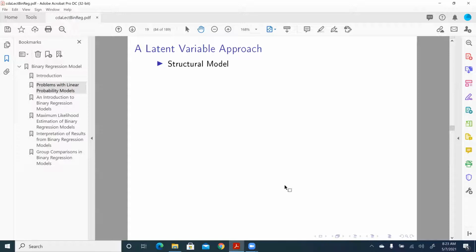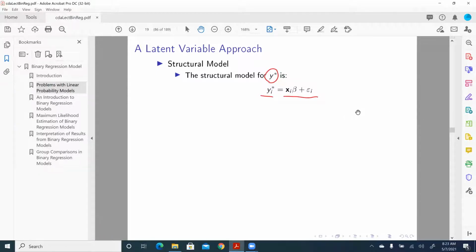So let me start deriving this model. Let's assume there's this structural model, and this structural model is for y star. So we begin with y star. y star is equal to x beta plus epsilon. That's a very commonly used structural model.